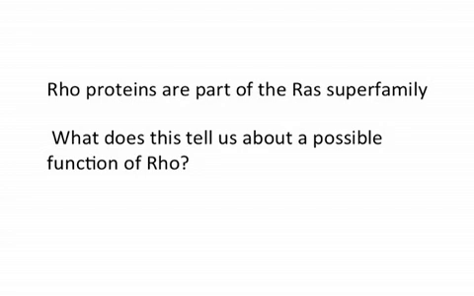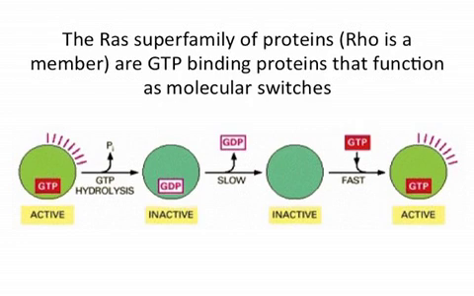Oh, turn things on and off, right? They turn things on and off. That's not very scientific, but it's true, right? Yep, so they trigger cascades. Right, the RAS superfamily of proteins, of which Rho is a member, are GTP binding proteins that function as molecular switches, right? So when they're GTP bound, they're active, and when they're GDP bound, then they're not active, right? They're inactive. On and off.